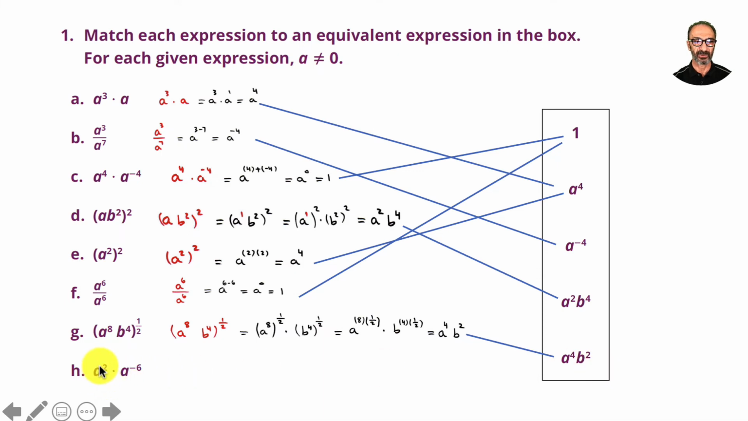Last one, a to the second times a to the minus 6. We have the same base. We keep the base. We add the exponents. And the answer is a to the power negative 4, which is up here.